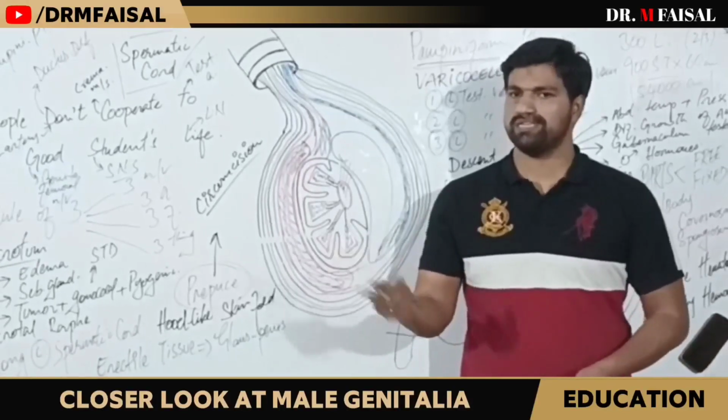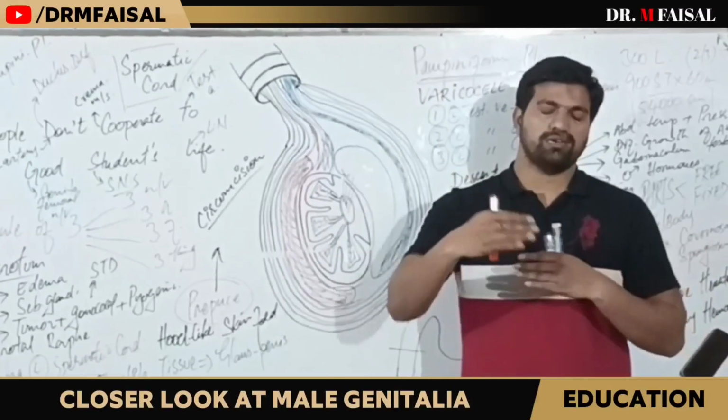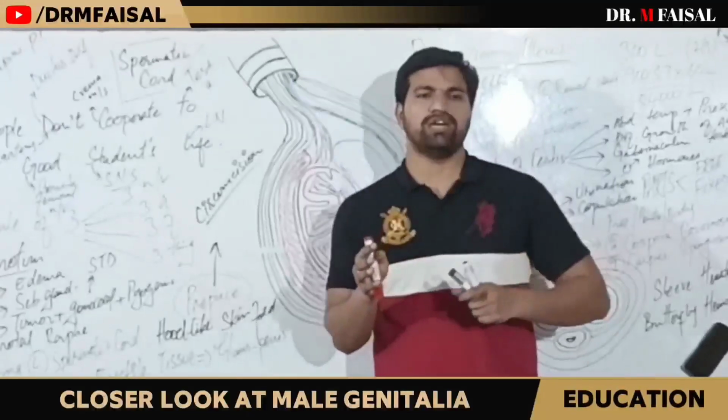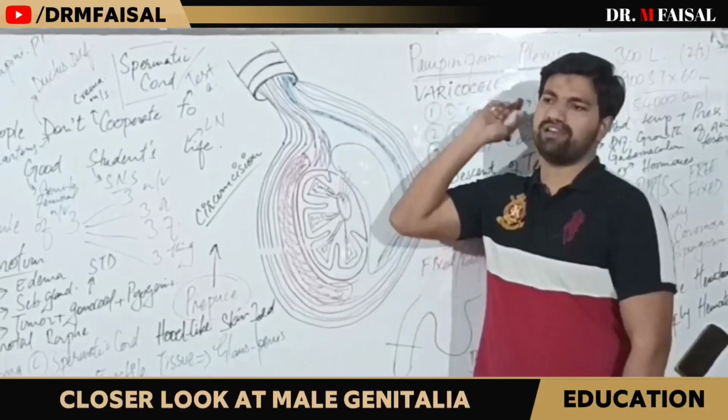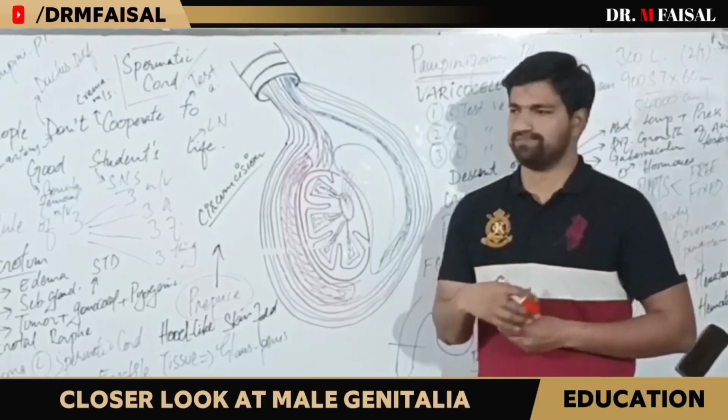In constipation, there is dilatation of the sigmoid colon, and there is compression of the left testicular vein. So we have a varicocele. Your veins swell up.